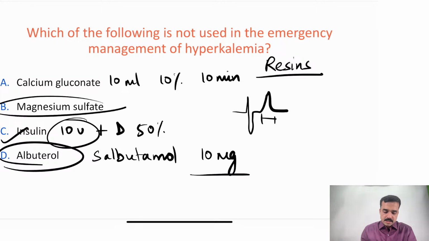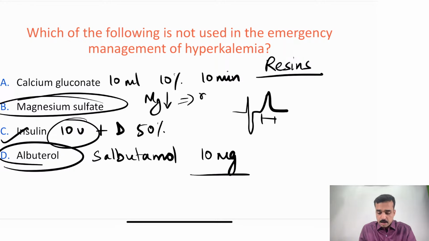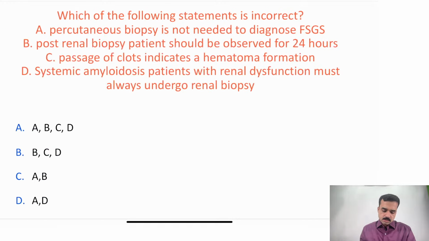Okay, magnesium sulfate has no role in treatment of hyperkalemia. Actually, if magnesium levels are low, then it can lead to refractory hypokalemia. Okay, but no role for magnesium in treatment of hyperkalemia. Right, so hyperkalemia management is also important.